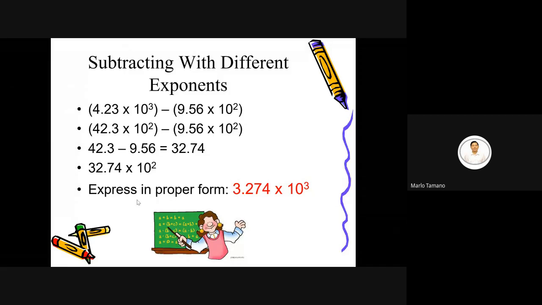Subtracting with different exponents. Addition with different exponents was earlier. Now it is subtracting with different exponents. So 4.23 times 10 to the third power minus 9.56 times 10 to the second power. The exponent of the minuend is 3. The second one is 2. So what shall we do with this?